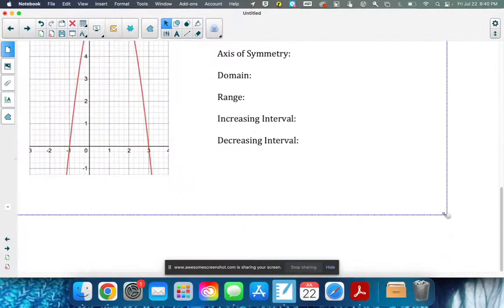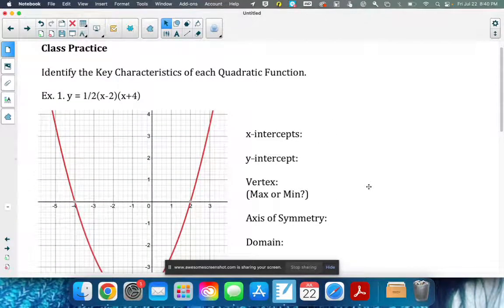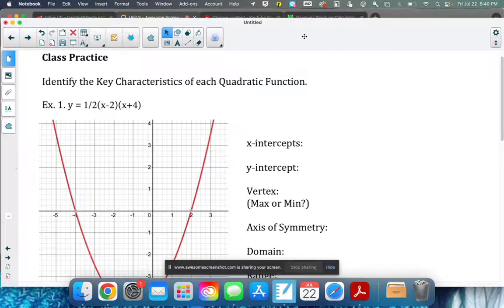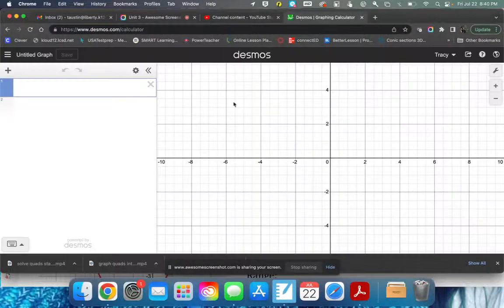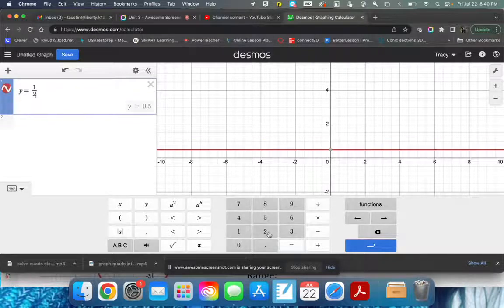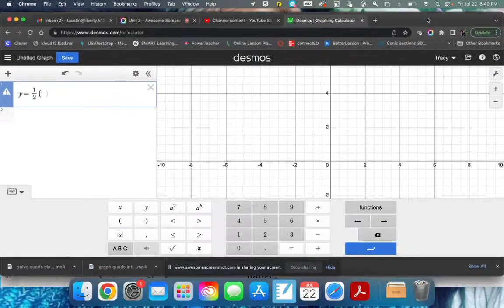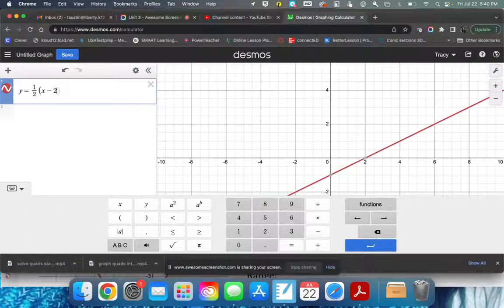Let's make this just a little bit bigger. All right, so 1/2 times x minus 2 times x plus 4. And we're just going to type it in exactly the way we have it. And on the Desmos graphing, you do not have to put the fraction button. In fact, there isn't a fraction button. You just do the division. So y equals, you just do 1 divided by 2, and then use the right arrow to get out of the fraction. And then the rest of it is going to be x minus 2 and x plus 4. Make sure you're using the parentheses.